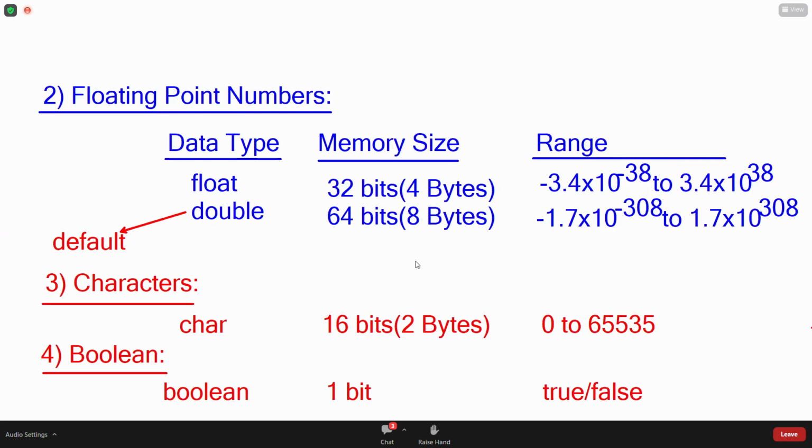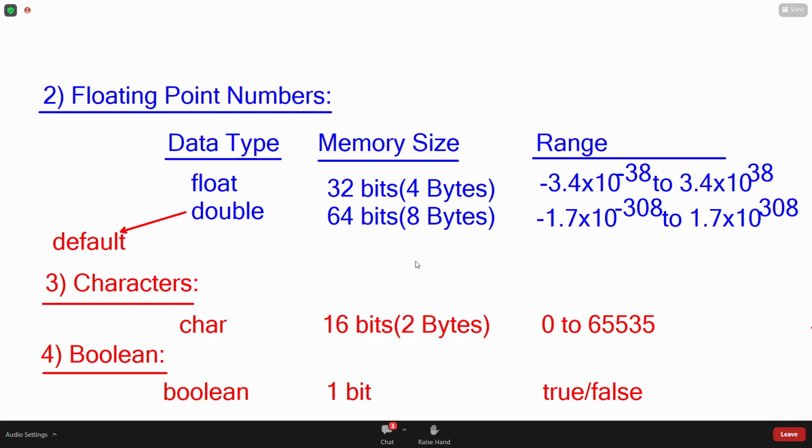See, how many categories are data types divided into in Java? 2 categories: primitive data types and reference data types. Primitive data types, total 8. How many subcategories? 4. What are those? Integers, floating point numbers, characters, Boolean. Primitive data types, 8 data types divided into 4 subcategories.